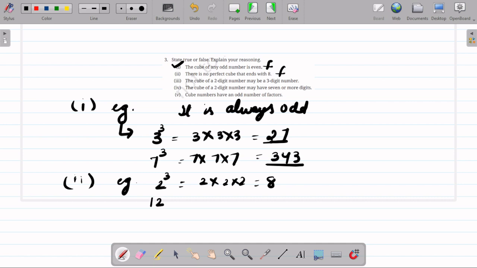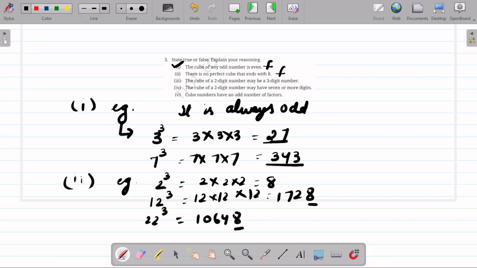Another example can be 12 cube, which is 12 into 12 into 12, which is 1728. See, ending with 8. 22 cube will give you 10648, again ending with 8. This is the answer of the second part.